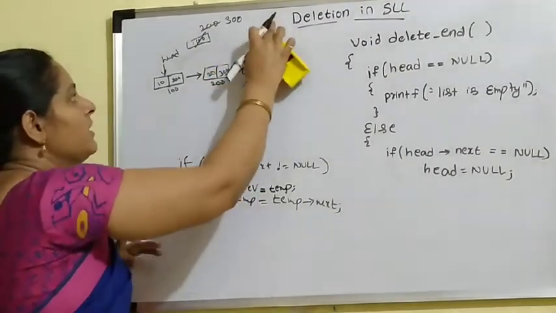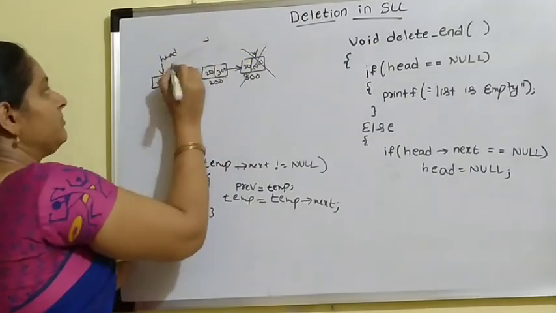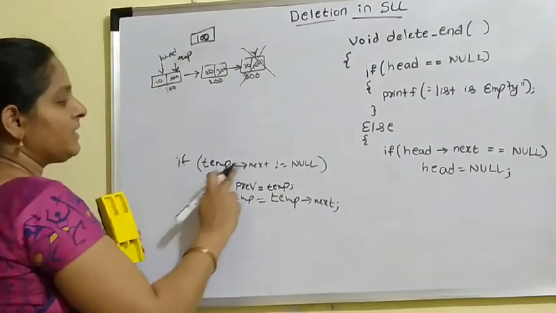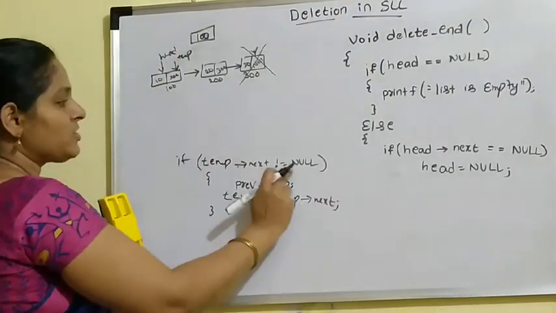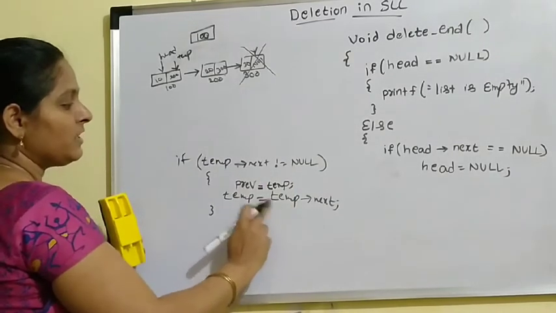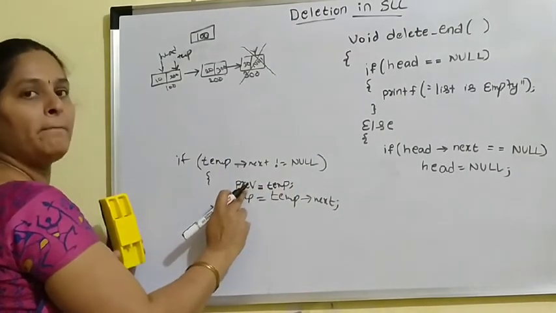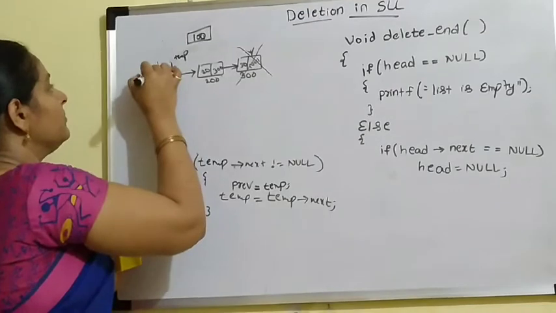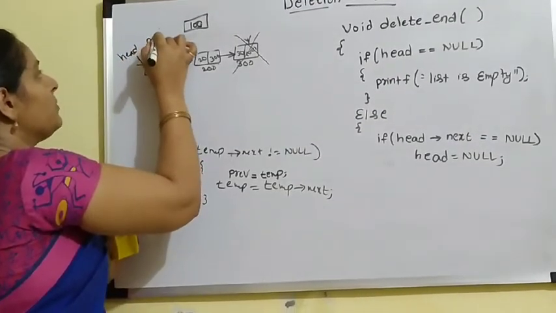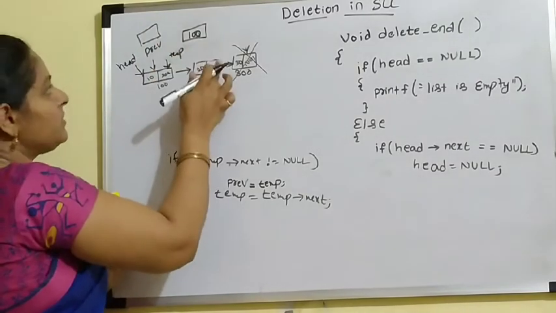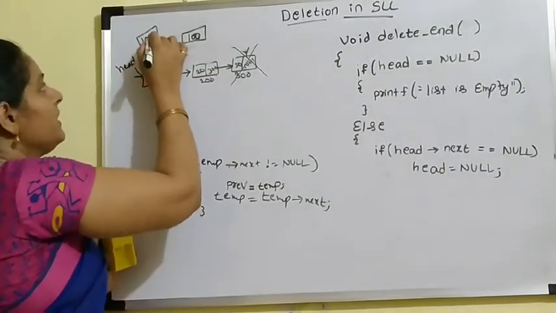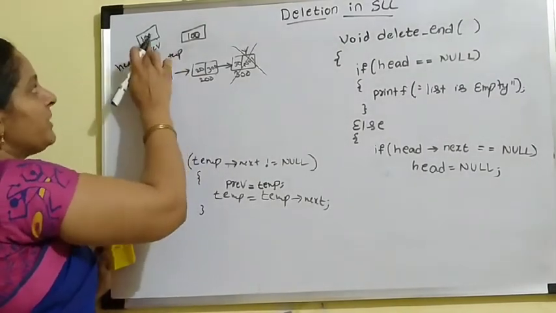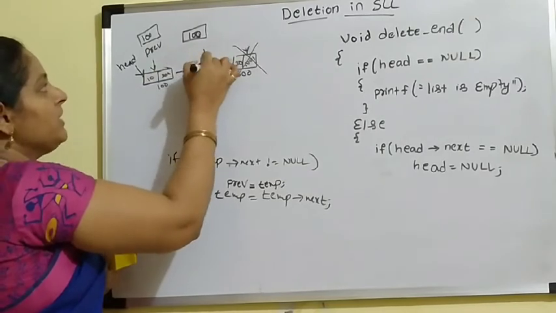Suppose your temp is at address 100. Here temp next is not null. So if temp next is not null, before moving, you assign the temp pointer address to the previous pointer. So here I am creating one more pointer. Before moving temp to the next field, I am assigning the temp address to previous. What is the temp address? 100. So I am giving the temp address to previous and I am moving the temp pointer to the next position.